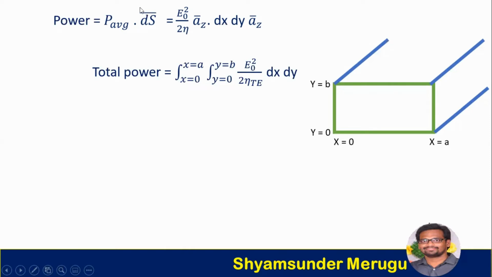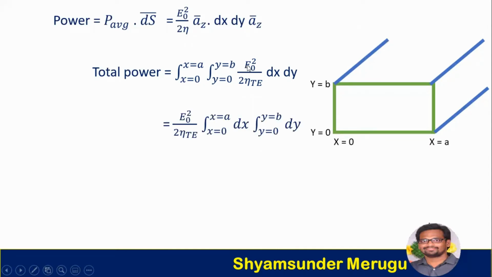Now this dx dy is the differential surface area of the rectangular waveguide as shown in this figure. As we can see, the rectangular waveguide has two dimensions. One is the broader dimension, the other is the narrow dimension. The broader dimension is extending from x equal to 0 to x equal to a, and the narrow dimension is extending from y equal to 0 to y equal to b. Now the total power, by considering the dimensions of the waveguide, we can write integration x equal to 0 to a, and integration y equal to 0 to b, E naught square over 2 eta TE dx dy.